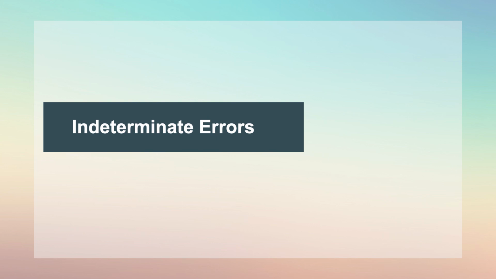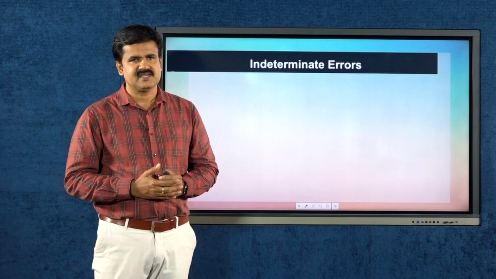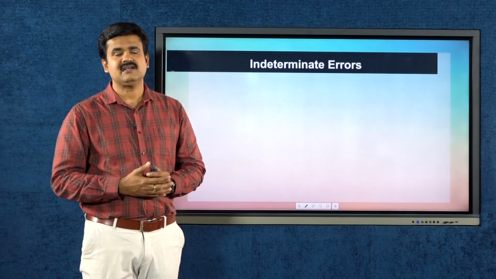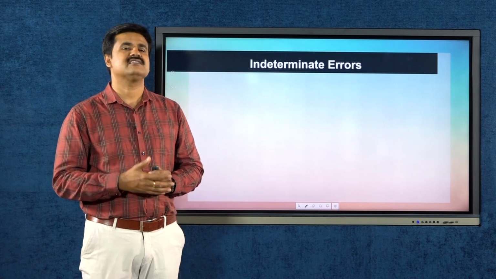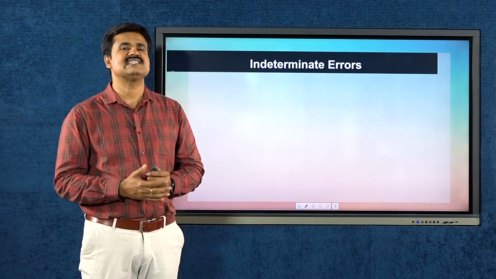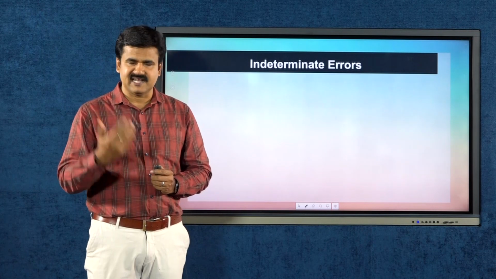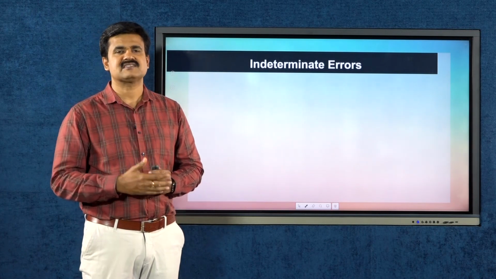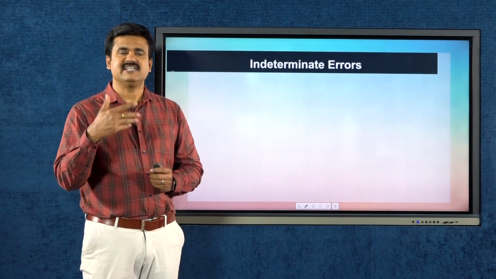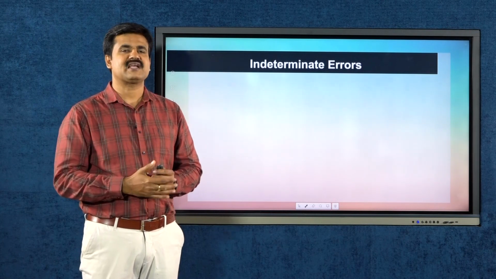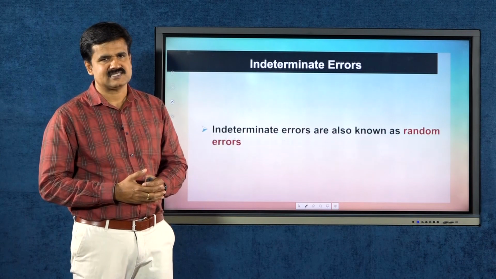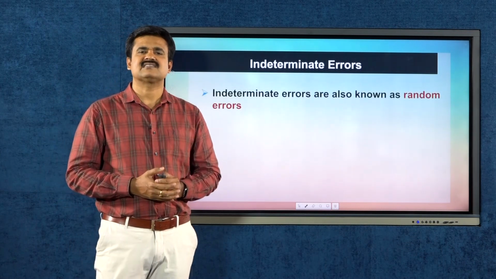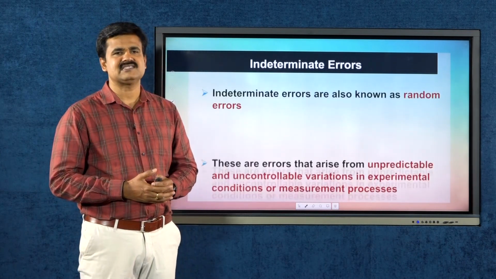Now we are looking at indeterminate errors. These are the second type of error. Determinate error, indeterminate error and gross error are the three probable kinds of errors that may occur during quantitative chemical analysis, out of which we have discussed the gross errors and determinate errors, and there is one more category remaining, that is nothing but indeterminate errors.